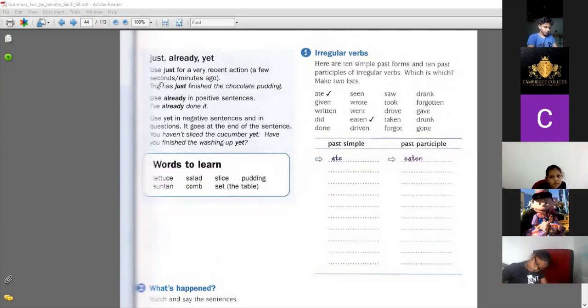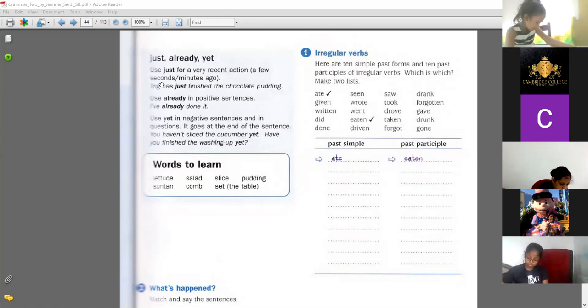Teacher, next one. Teacher. Right? Teacher. Use just for a very recent action. What? Use just for a very recent action.